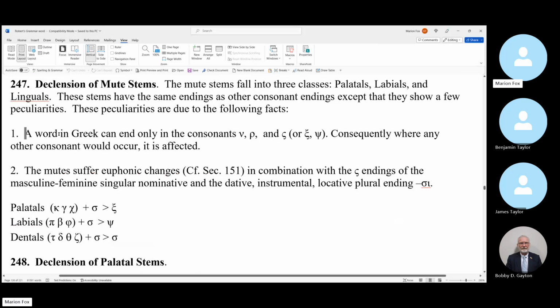A word in Greek can end only in the consonants nu, rho, sigma, or psi or xi. So these five letters are the only endings that you can have on a Greek word. Consequently, where any other consonant would occur, it's affected. So there are some rules, and we'll get to them in just a minute.